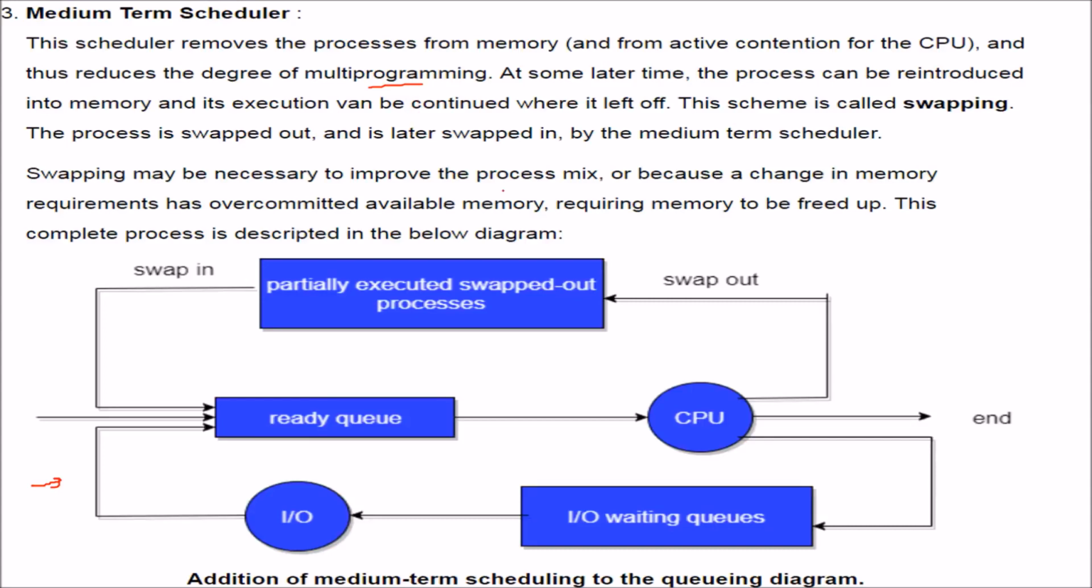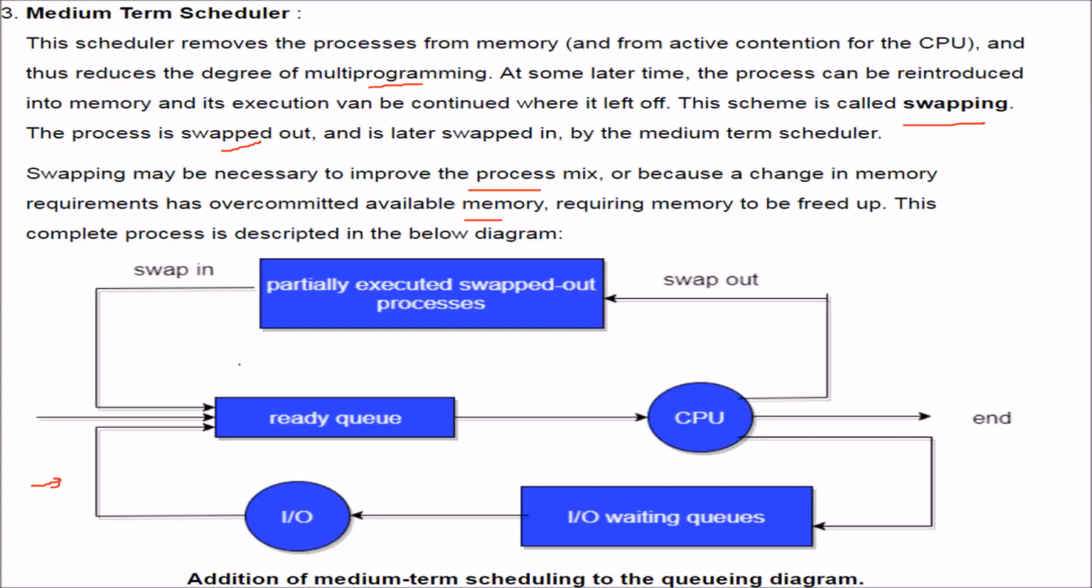At some later time, the process can be reintroduced in the memory again, and its execution can be continued from where it actually left off. And this is called swapping. The process is swapped out, then swapped in by the medium-term scheduler. So swapping may be necessary to improve the process mix, or because a change in memory requirements has overcommitted available memory, requiring the memory to be freed up.